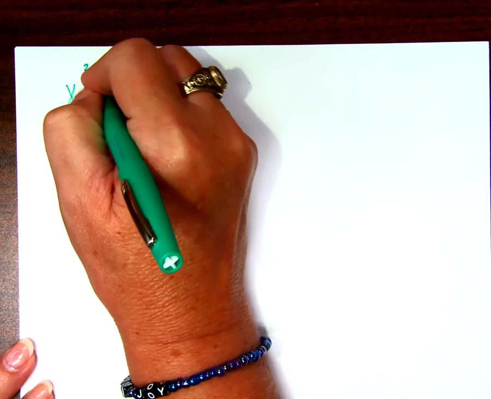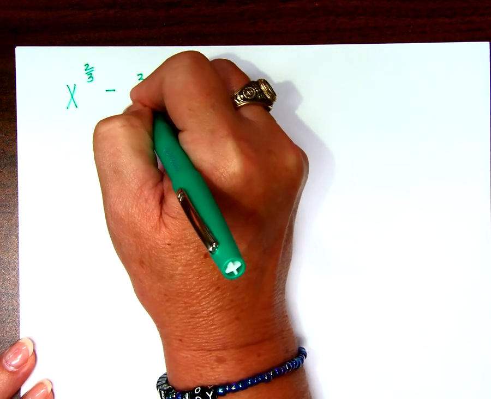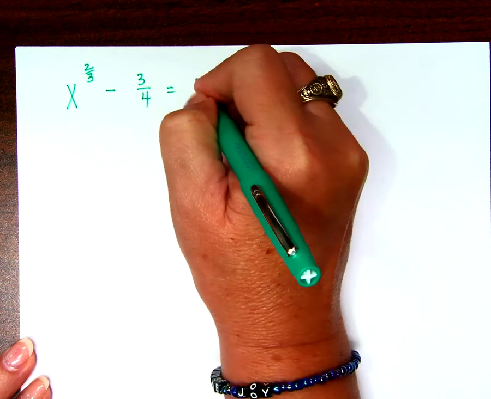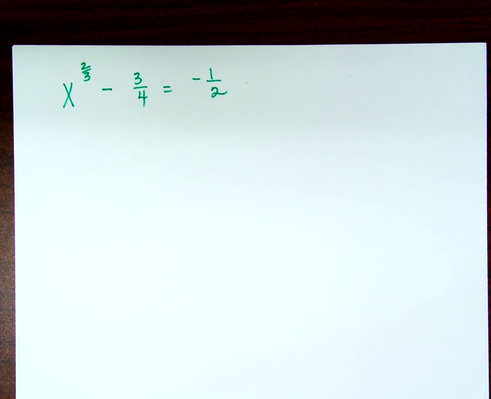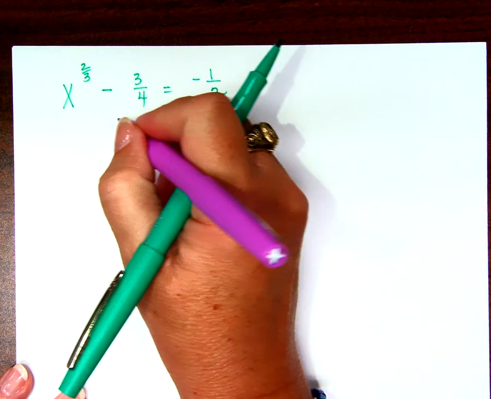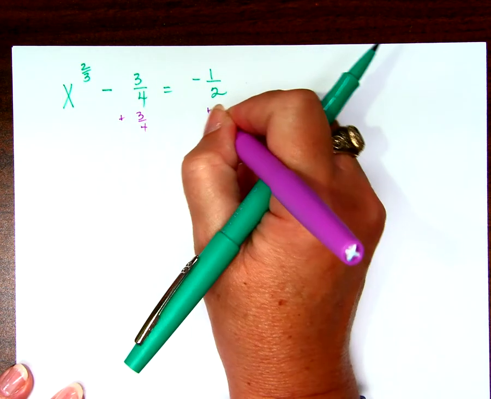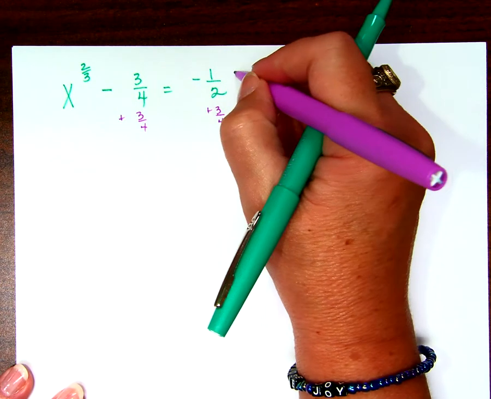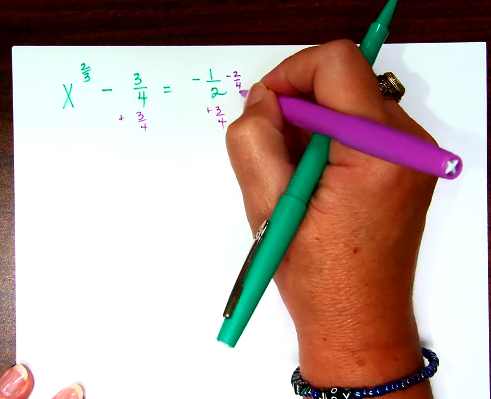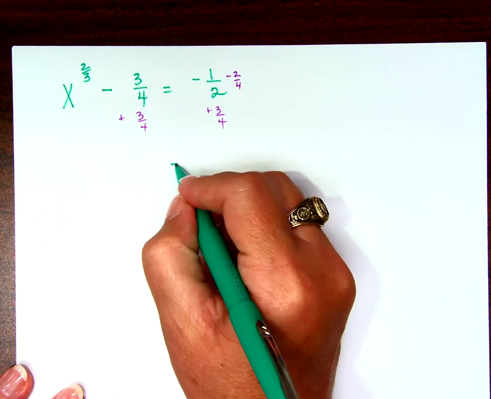X to the 2/3 power minus 3/4 equals negative 1/2. Now, a lot of people would just balk at this whole problem because there's too many fractions in it. Not you. What do we want to do first? Add 3/4. If I add 3/4 to both sides, isn't this the same as 2/4? Good. So I have a negative 2/4 and a positive 3/4. What does that give me?